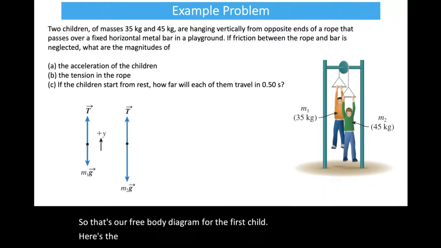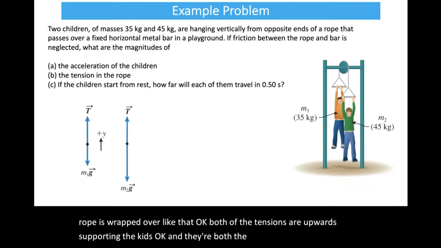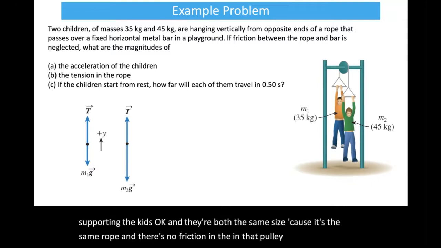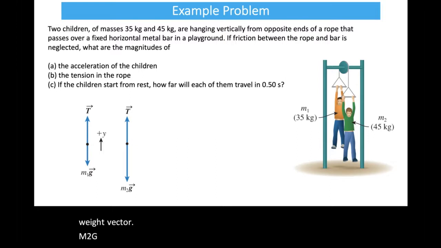Here's the second child. So notice same tension, because the rope is wrapped over like that, both of the tensions are upwards, supporting the kids, and they're both the same size because it's the same rope and there's no friction in that pulley there. But the larger child has a larger weight, so we've drawn the second child, M2, their weight vector, M2G, downwards as a larger. So there are the free body diagrams.